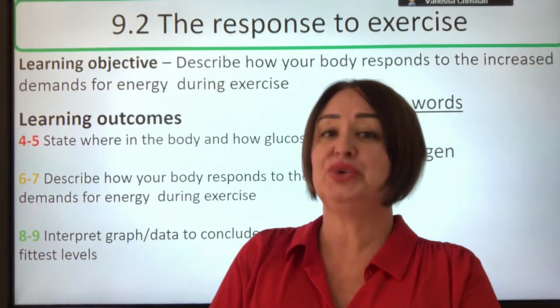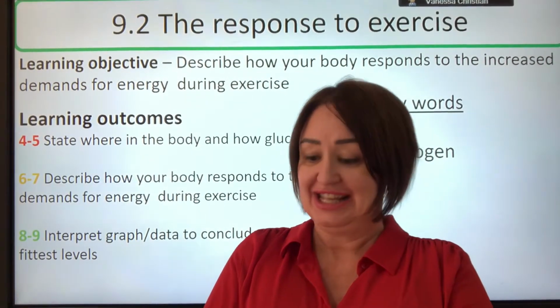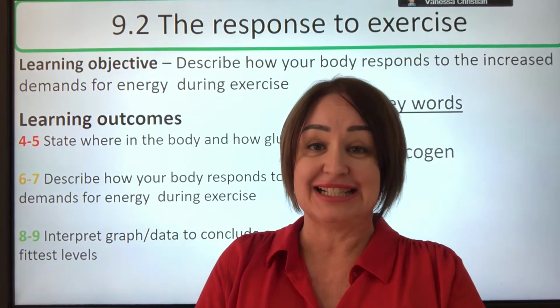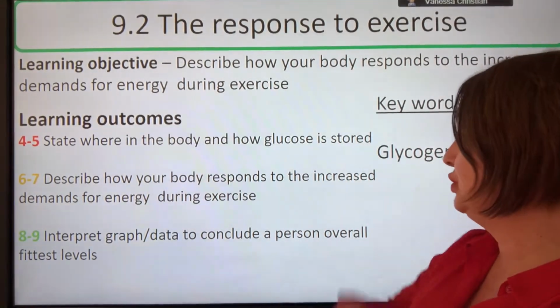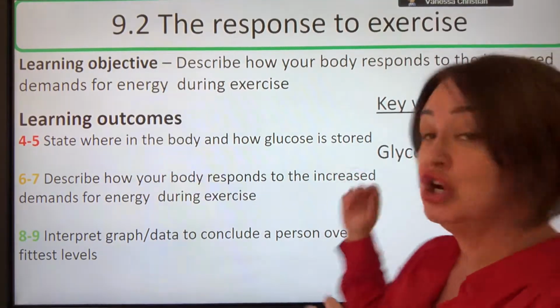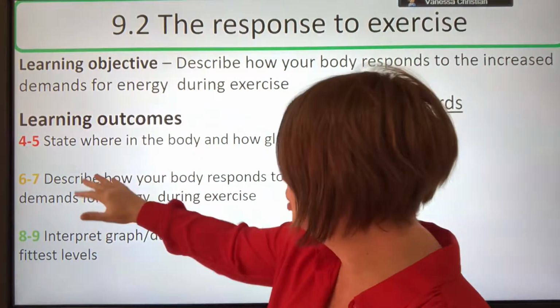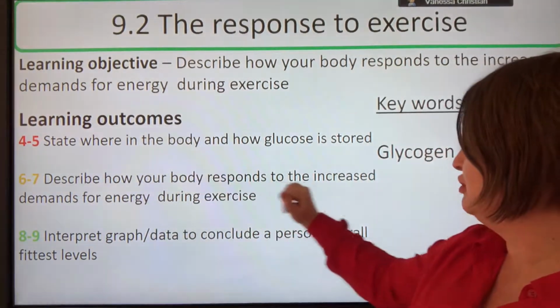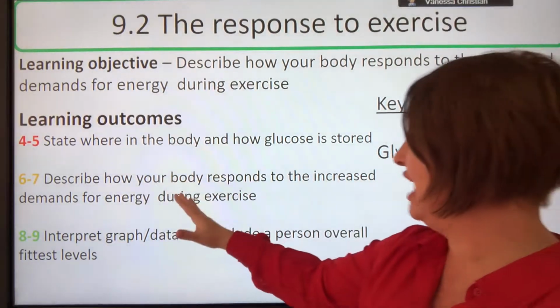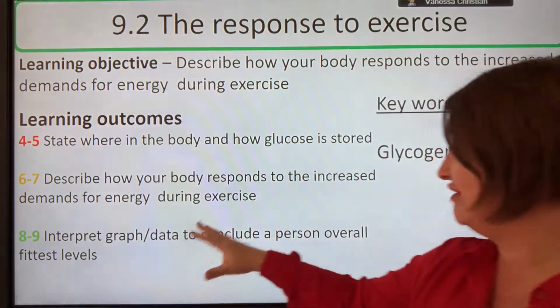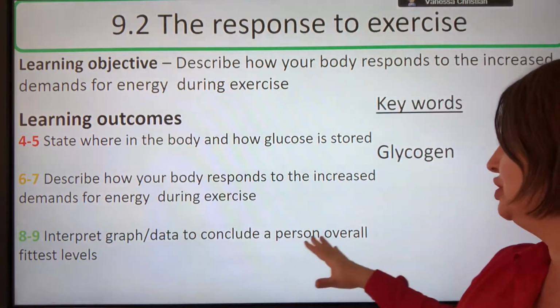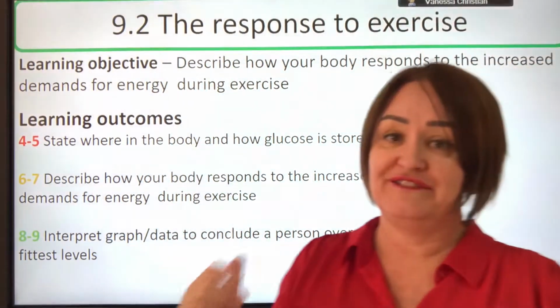It's 9.2 AQA GCSE, the response to exercise. And here we have our learning outcomes. State where in the body and how glucose is stored. Describe how your body responds to the increased demands for energy during exercise. And the last one, interpret graph or data to conclude a person's overall fitness levels.